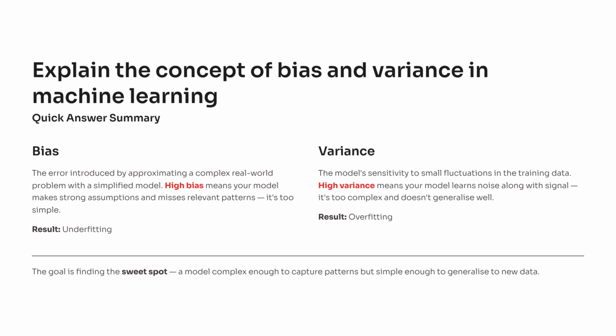Bias is error that comes from oversimplifying the model. It happens when your model makes strong assumptions about the data and misses important patterns. High bias means underfitting. The model is too simple to capture reality.